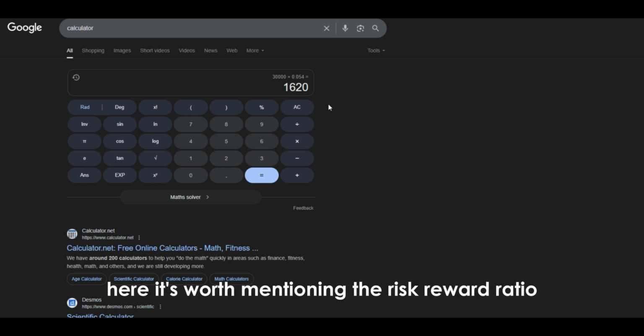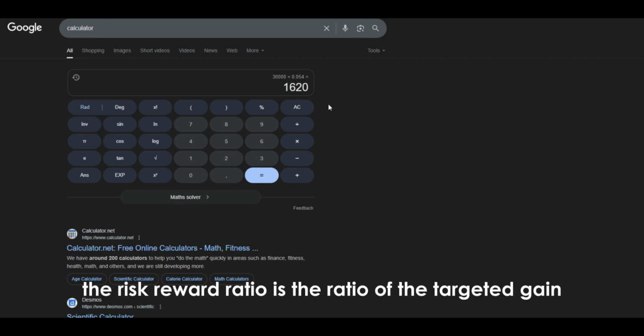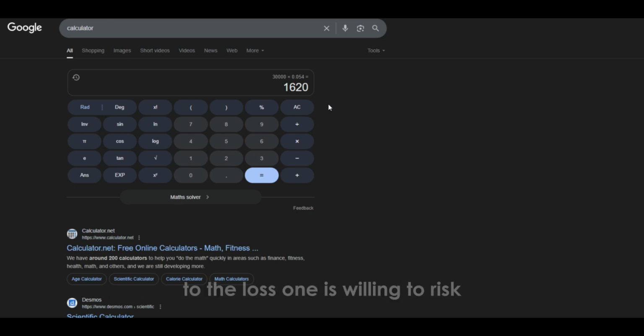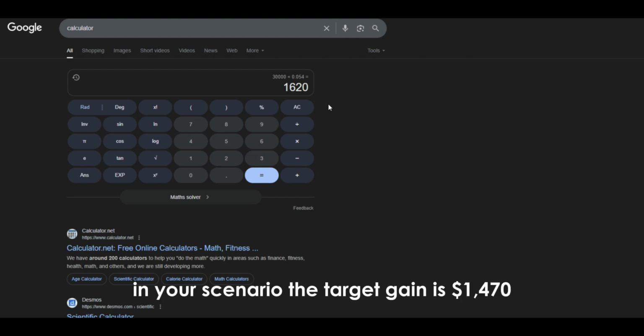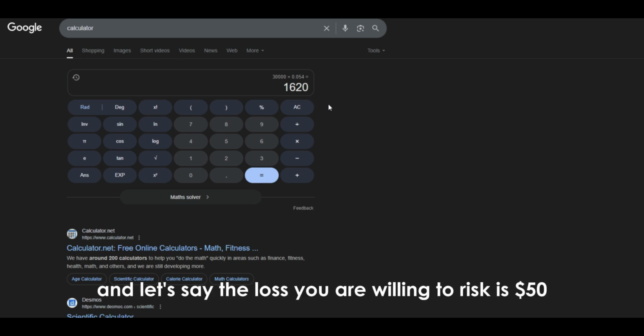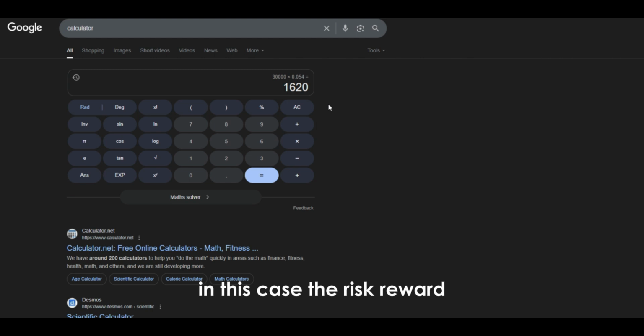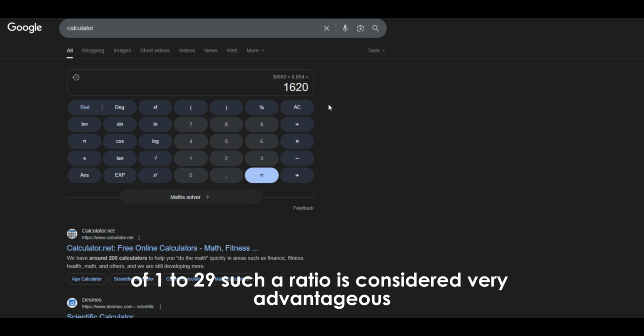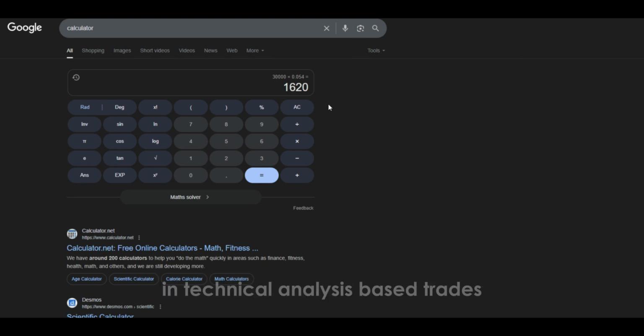Here, it's worth mentioning the risk-reward ratio. The risk-reward ratio is the ratio of the targeted gain to the loss one is willing to risk. In your scenario, the target gain is $1,470. And let's say the loss you are willing to risk is $50. In this case, the risk-reward ratio is at an extraordinarily high level of 1 to 29. Such a ratio is considered very advantageous in technical analysis-based trades.